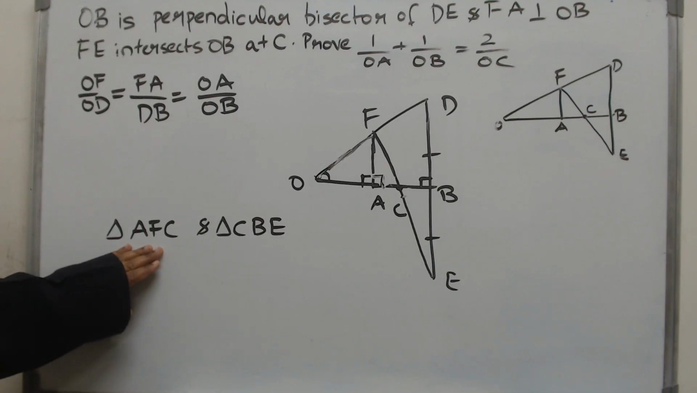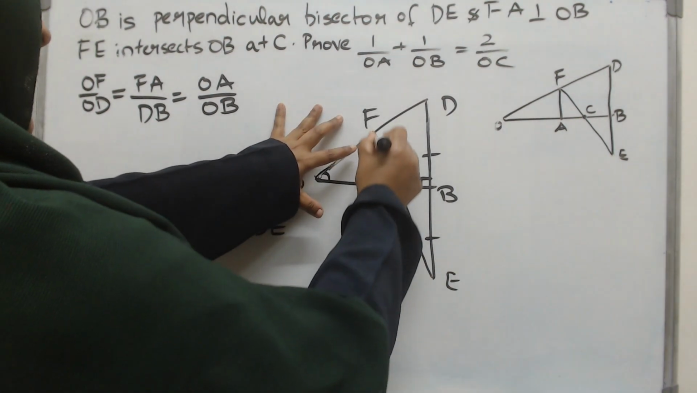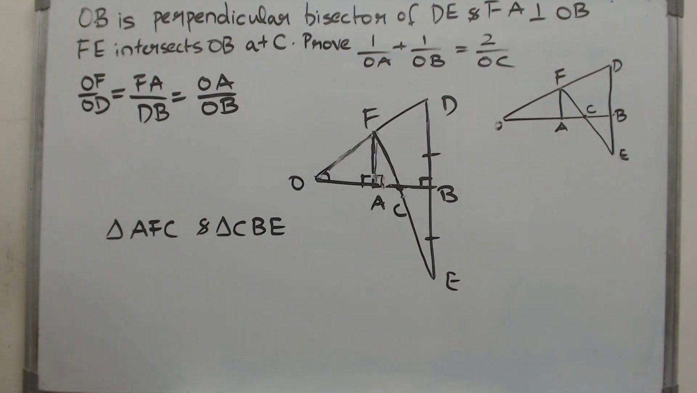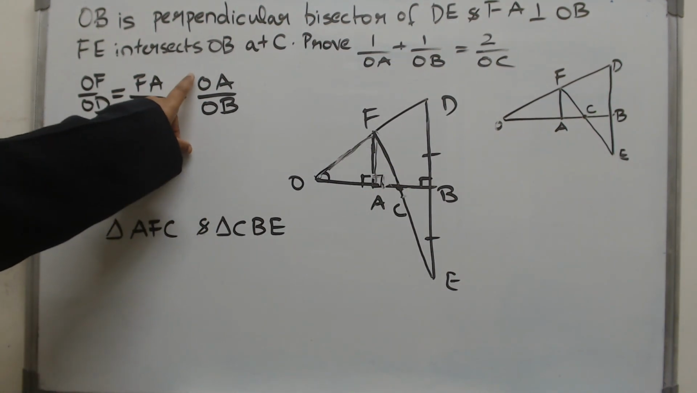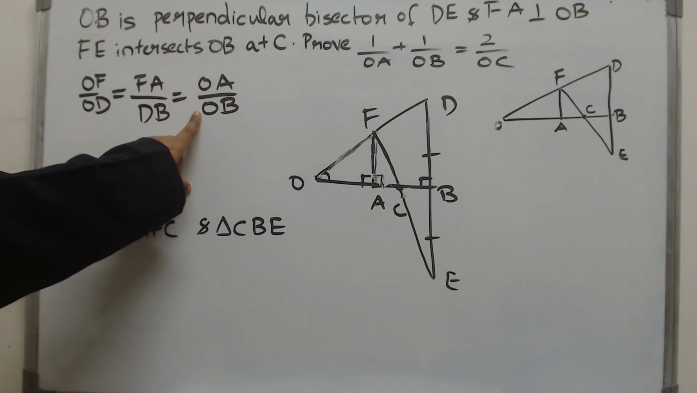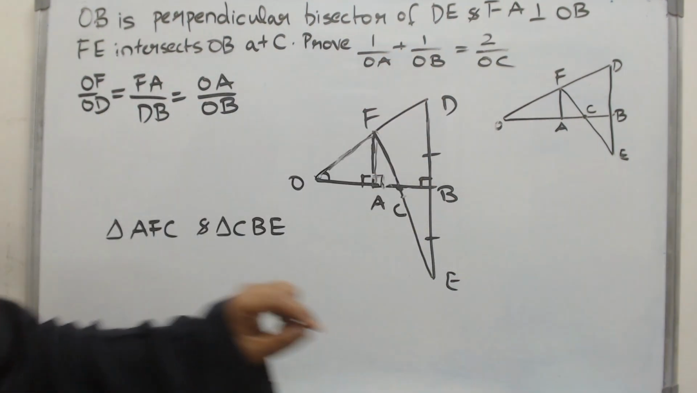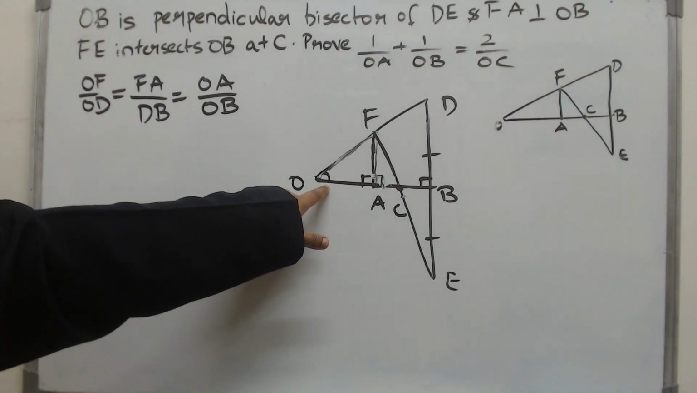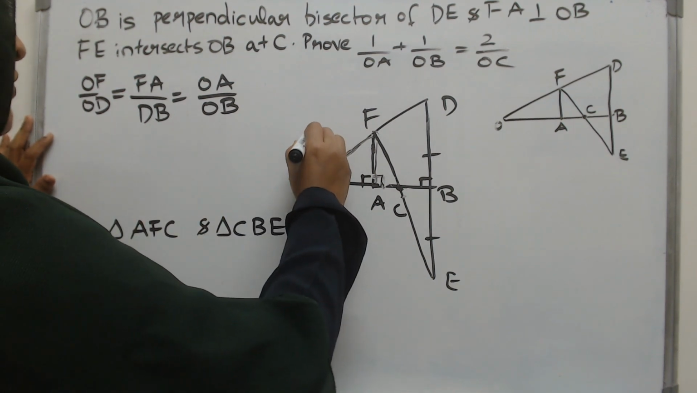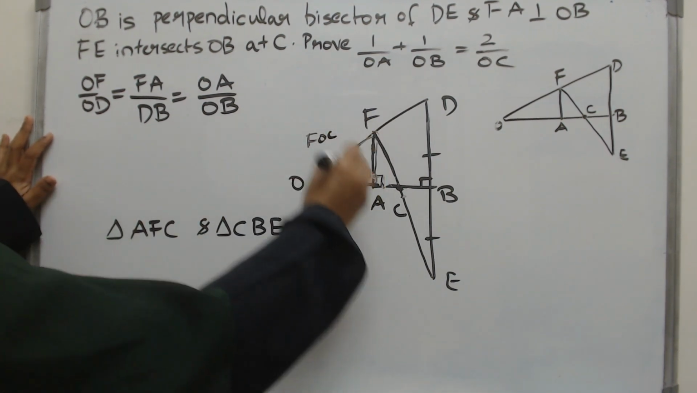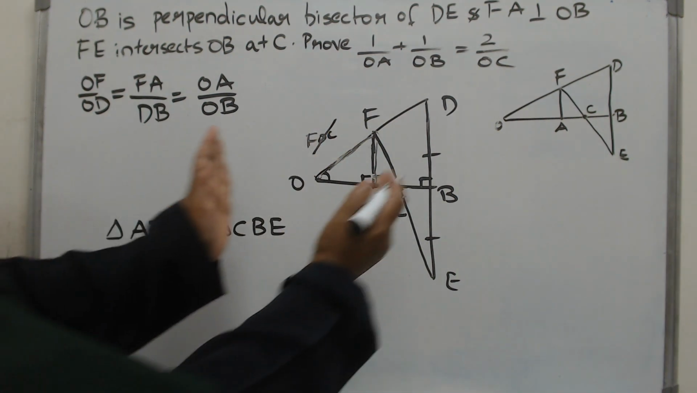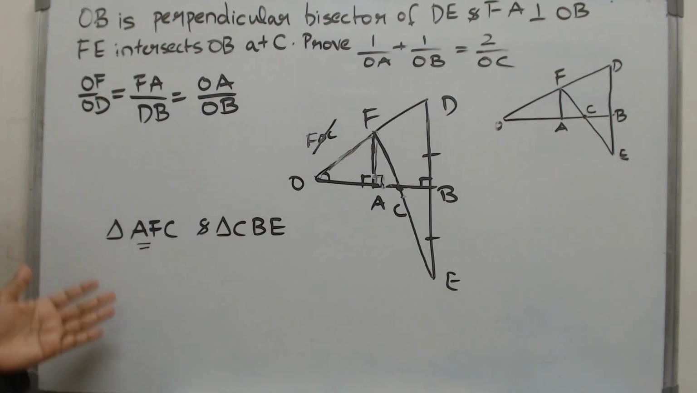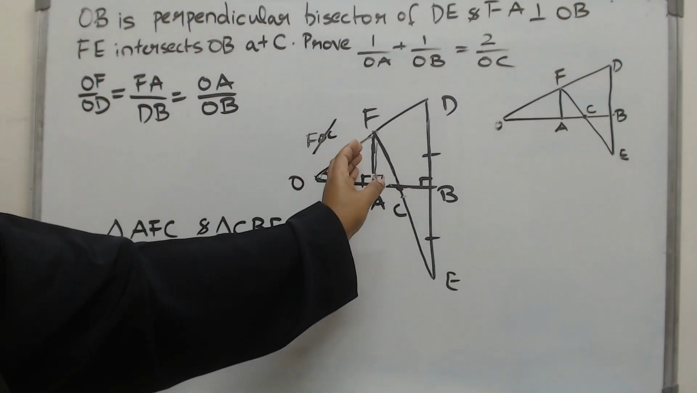Now, next consider the triangles AFC and CBE. Where are we going with this? We need ratios which connect OA, OB and OC. But if you are looking to get a triangle with the side OC, the triangle you will be going for will be what? FOC. But don't go for that. Instead, just limit it to this small triangle AFC. Why are we limiting it to that small triangle?